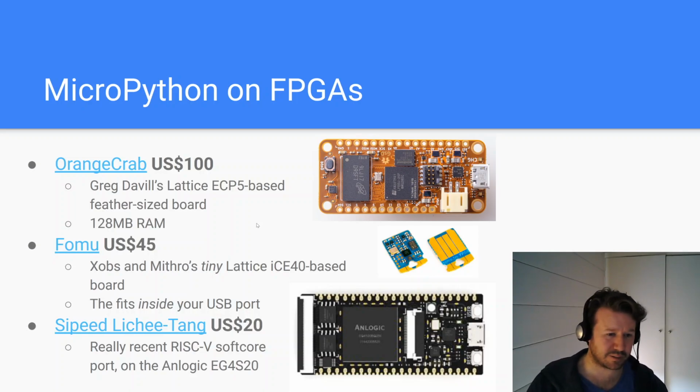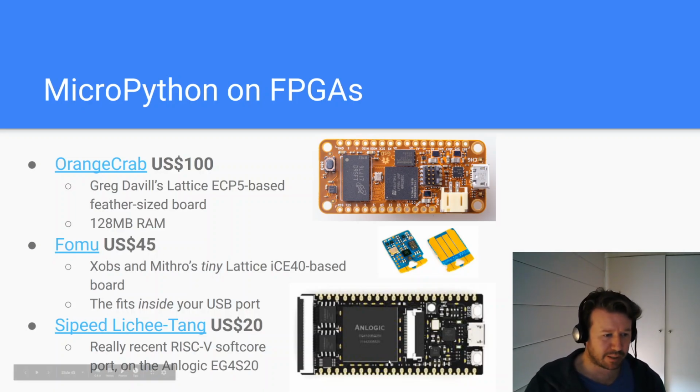So we covered the FOMO in the past, which is amazing. It's an ICE40 based FPGA, so it's a small FPGA, but it fits inside your USB port, and they're like $45. Greg Devil in South Australia, g'day Greg, has released his Orange Crab, which is a much bigger FPGA with 128 meg of RAM, and it's in a feather form factor, like the 8-bit feather form factor. They're about $100 US.